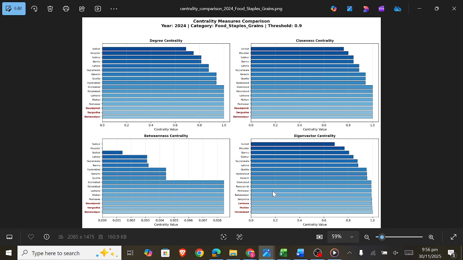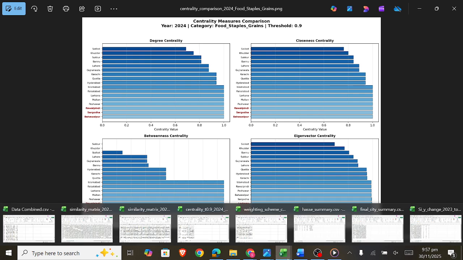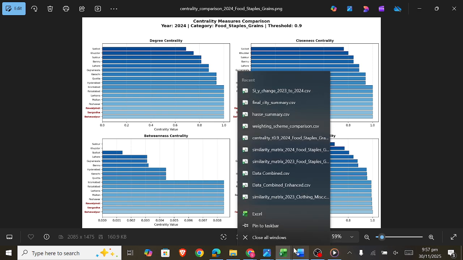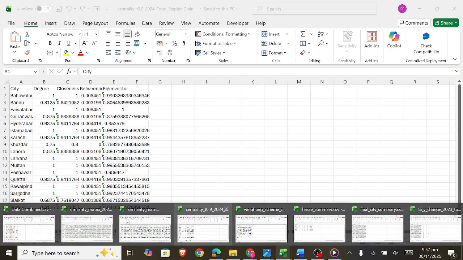Fourthly, we did eigenvector centrality. This measures influence based on connections to other influential cities. We used power iteration to compute this. High eigenvector means you are connected to the elite network. Now, if we can show the food staples grains CSV file, centrality.